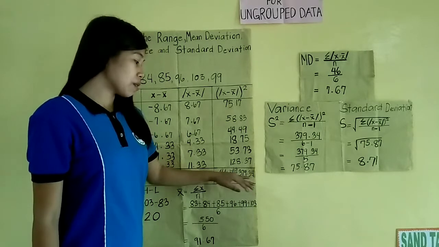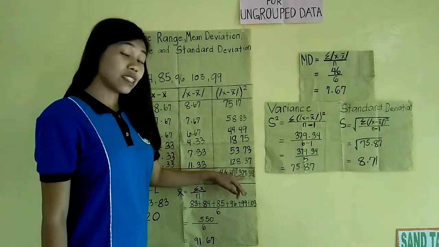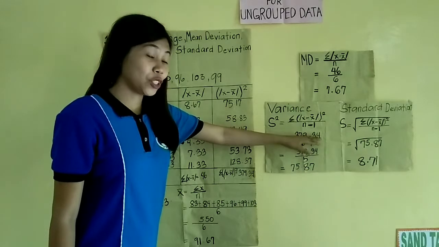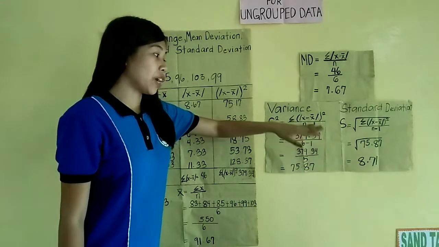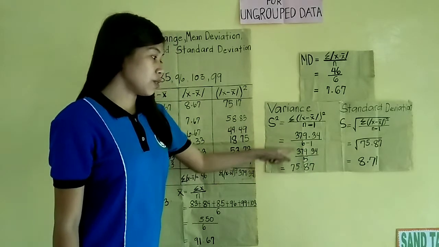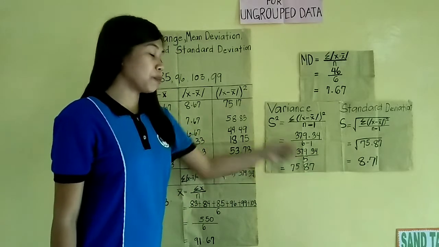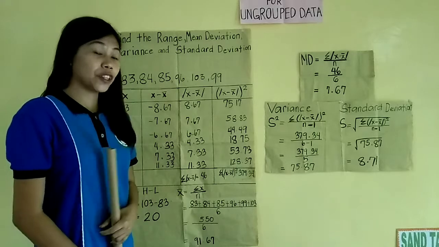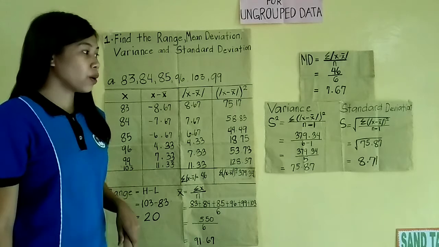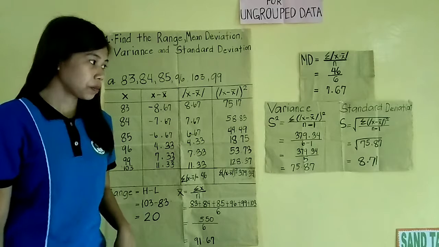379.34. Therefore, our summation of quantity x minus mean squared is equal to 379.34. So, substitute 379.34 over n minus 1, 6 minus 1, which is 5. 379.34 divided by 5 is equal to 75.87. Therefore, our variance is 75.87.